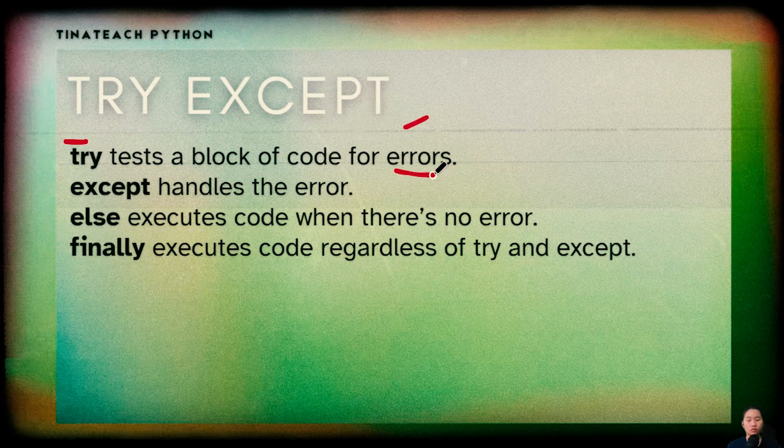Else executes whatever code you put within else when there is no error, and finally executes the code regardless of what output try and except have. All right, so try tests for errors, except handles the error, else executes some code when there's no error, finally executes code regardless of whether or not there is an error. So else and finally are sort of, well, not opposite, right? Else needs no error, finally doesn't care.